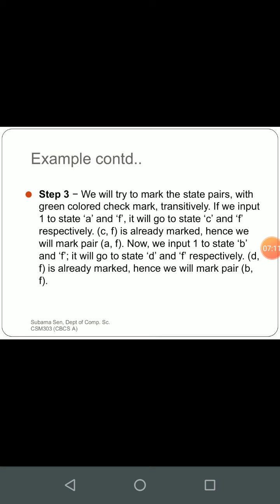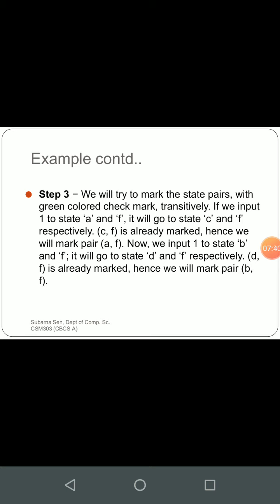We have to see BA, DC, FA, FB. These are unmarked, and two more are there. We will check all the combinations, but here I have marked only those that are possible to make pairs. For others you can check, and you will find that they cannot be marked using this procedure. So let us proceed.